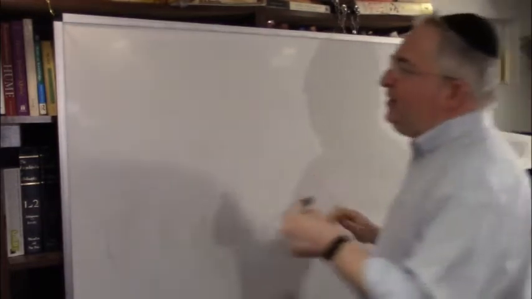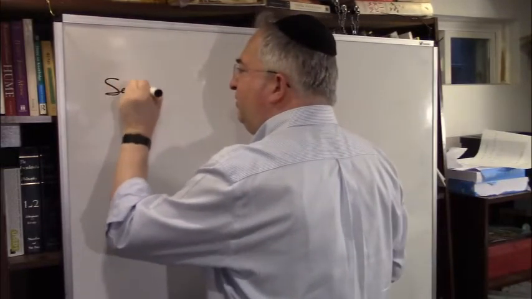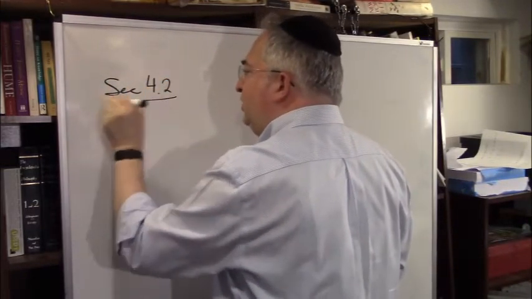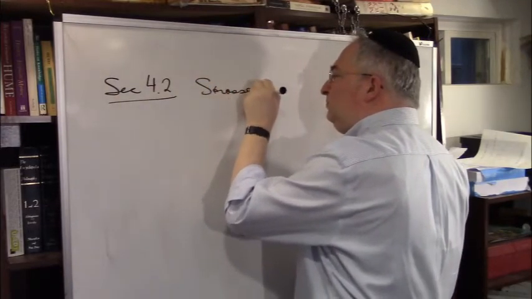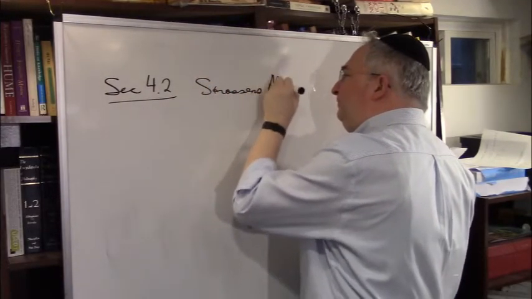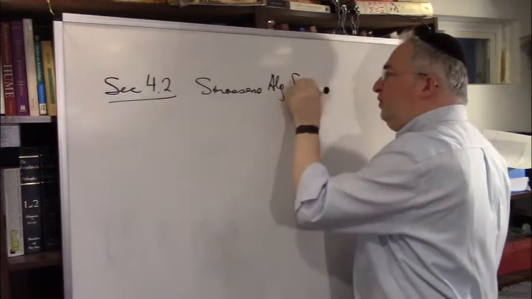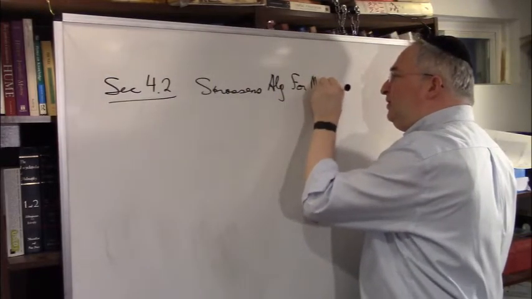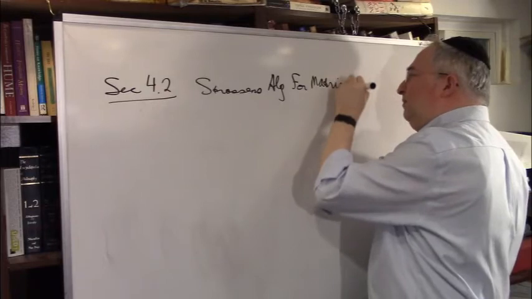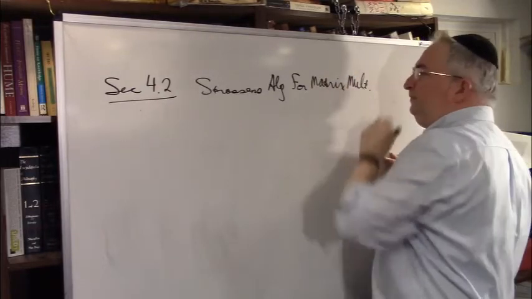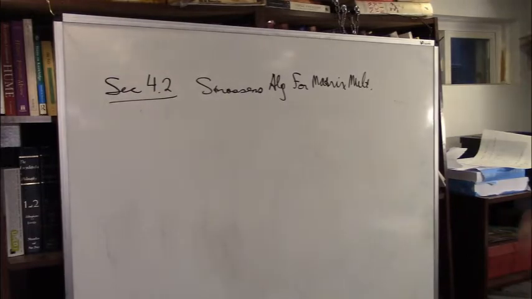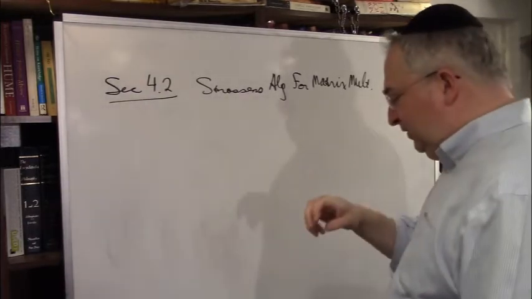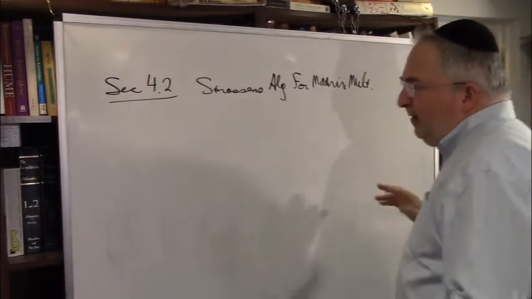Next, section 4.2, which is Strassen's algorithm for matrix multiplication. Okay? So let's go through this.